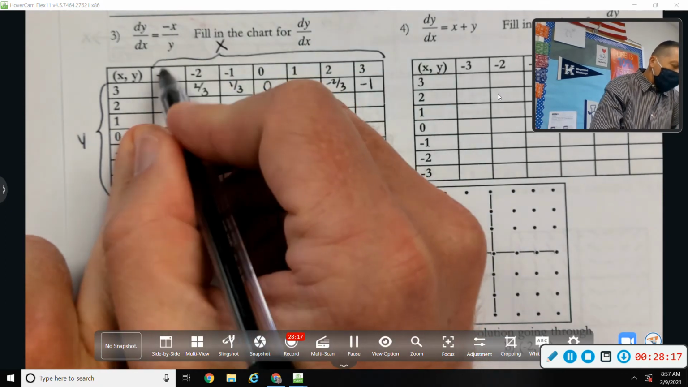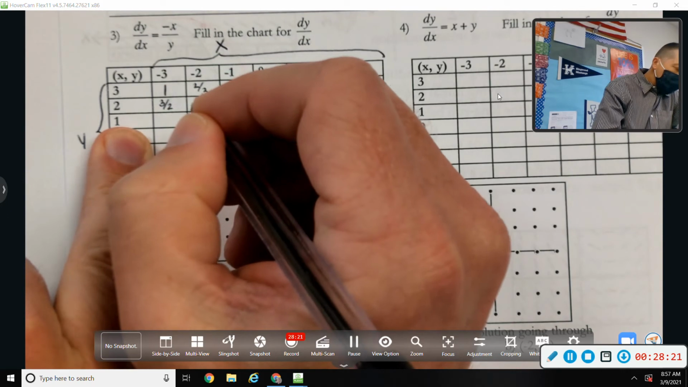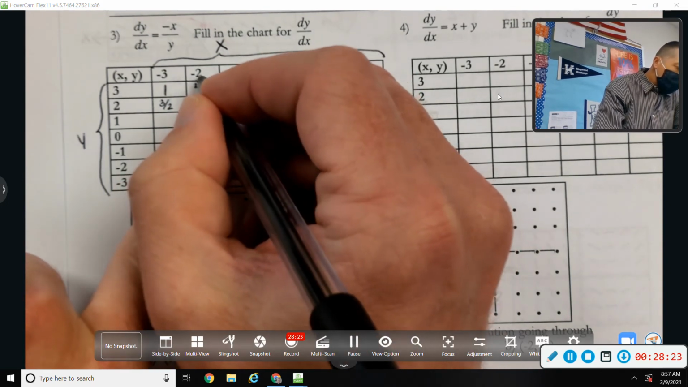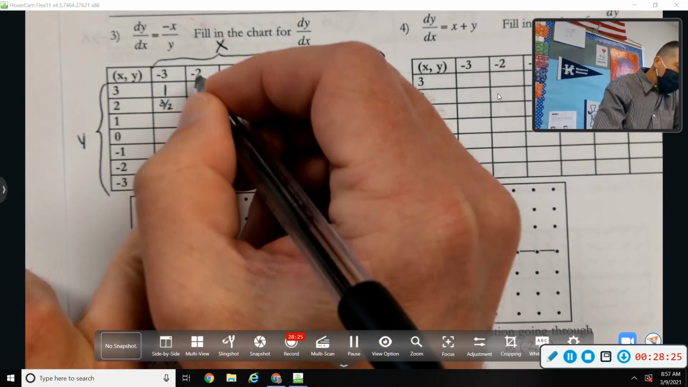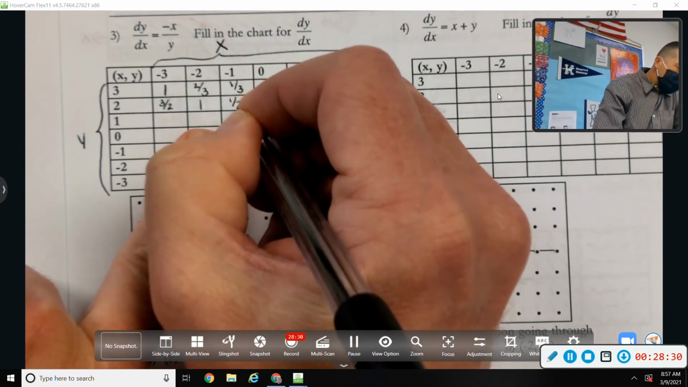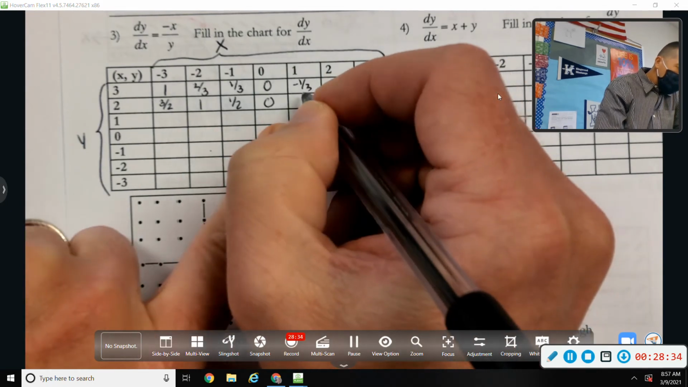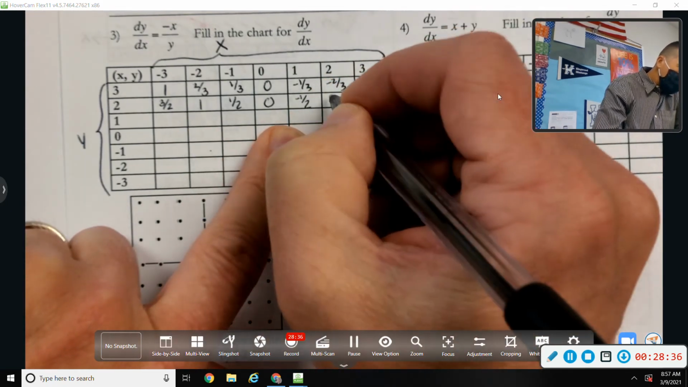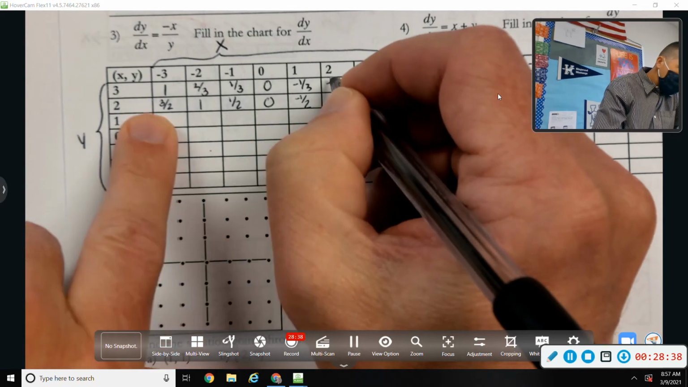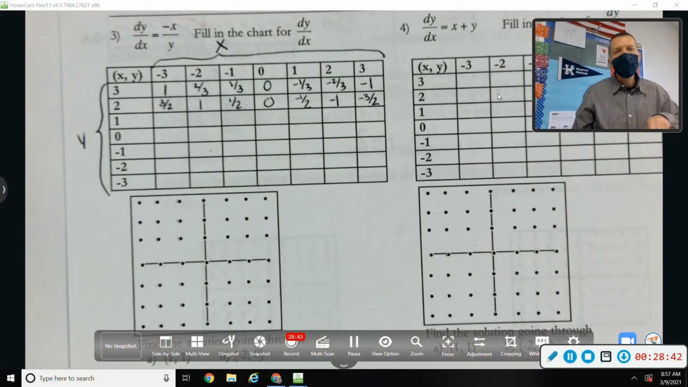So -3 over 2. 3 over 2. -2 over -2 is 1. 1/2. 0. -1/2. -1. -3/2.